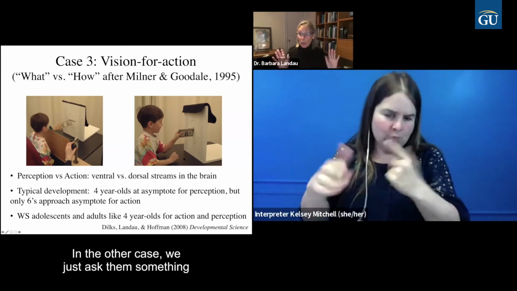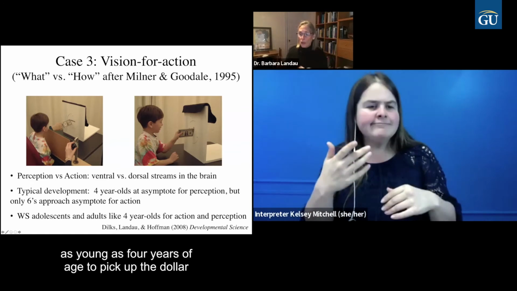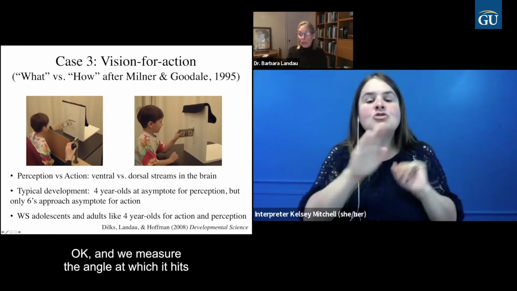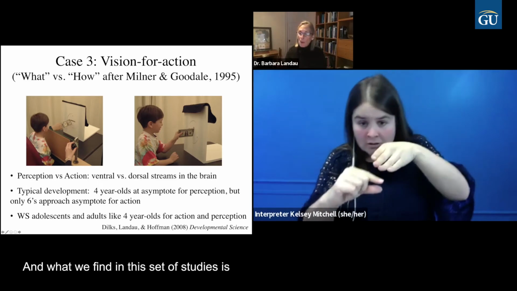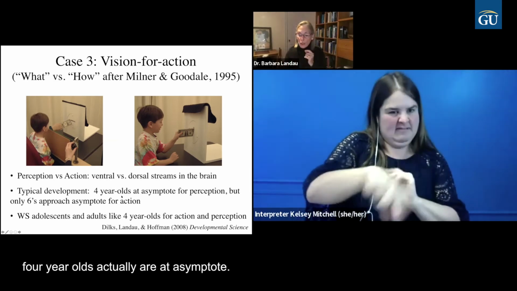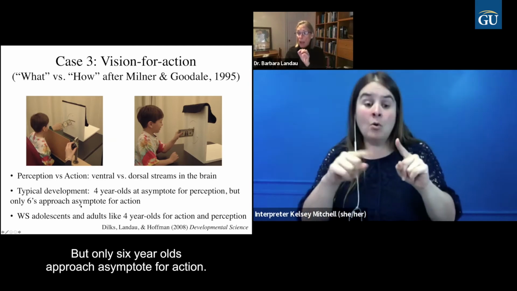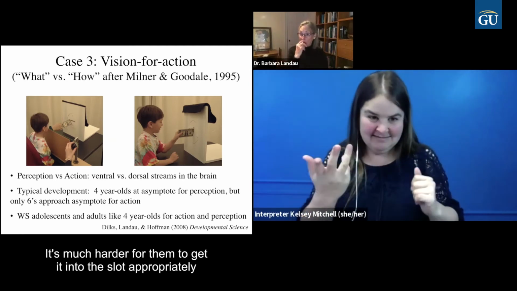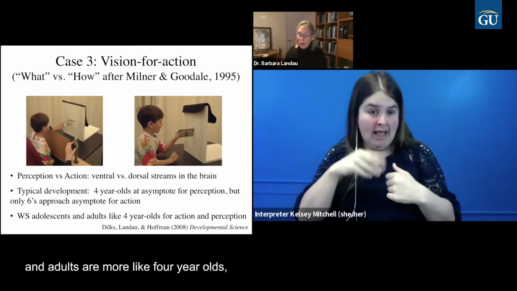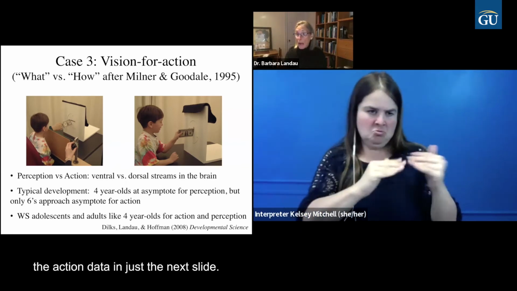In the other case, we just asked them something that for any developmentalist, you'll know is totally simple. You just ask the child who's as young as 4 years of age to pick up the dollar bill from the table and to put it in the bank, okay? And we measure the angle at which it hits the slot to determine how accurate the child is. What we find in this set of studies is that in typically developing individuals, 4-year-olds actually are at asymptote. They're very, very good for perception. But only 6-year-olds approach asymptote for action. It's much harder for them to get it into the slot appropriately than to judge when the orientation is correct. We also found that Williams syndrome adolescents and adults are more like typically developing 4-year-olds for action and perception. And I want to give you some examples of the action data in just the next slide.